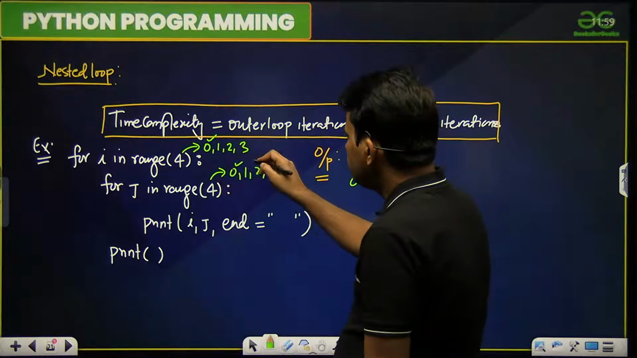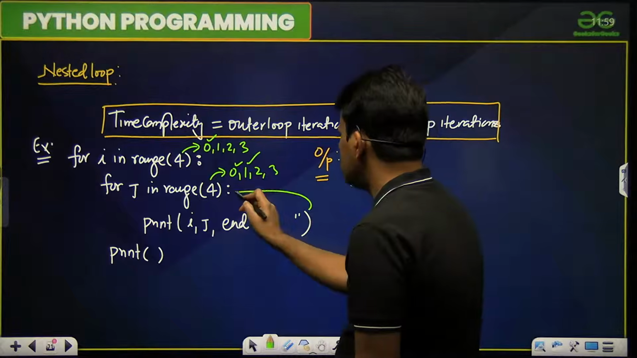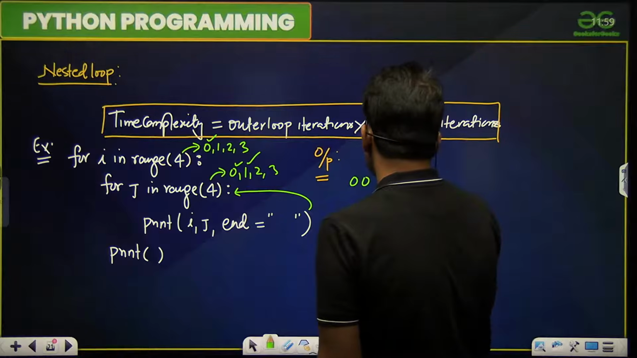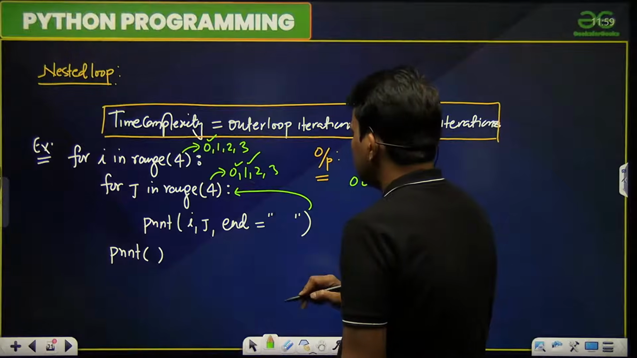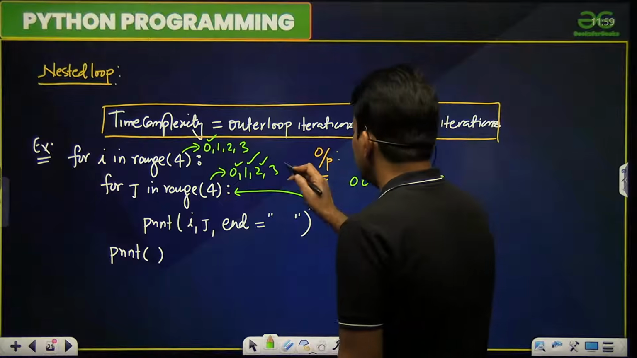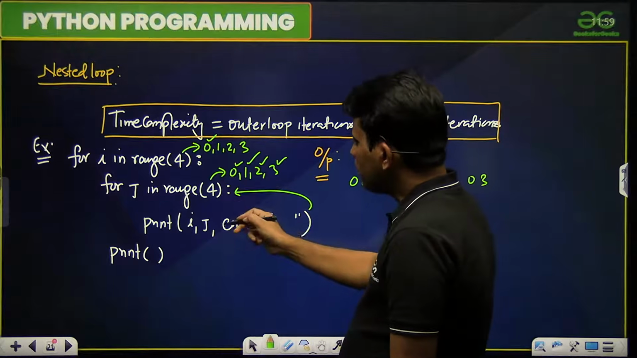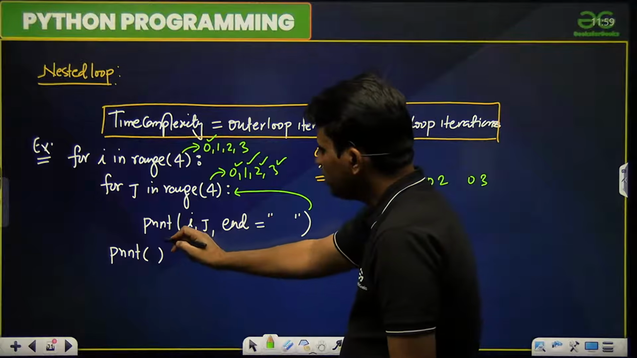Then i is still 0. Next iteration, after this print, you go to this one. Now j equals 1, so this is 0, 1. Now again 0, 2. Then again 0, 3. After completion of this, you come to this line.